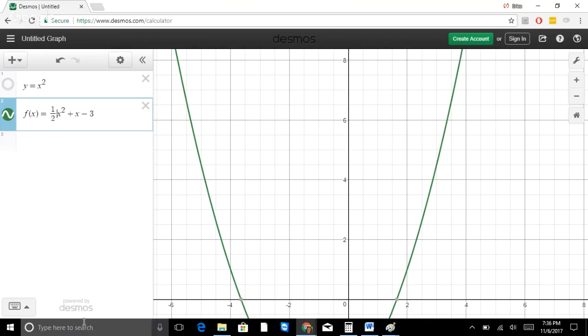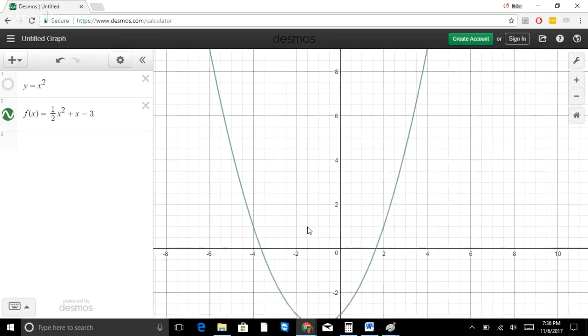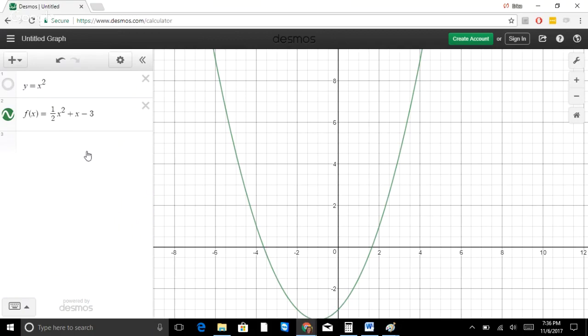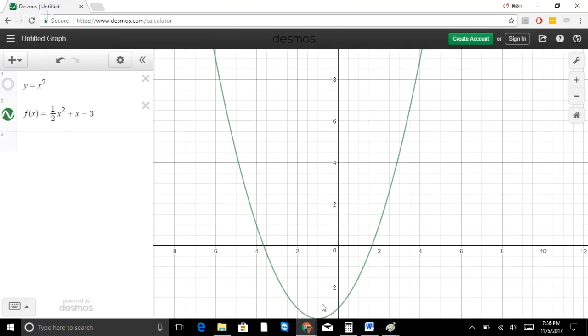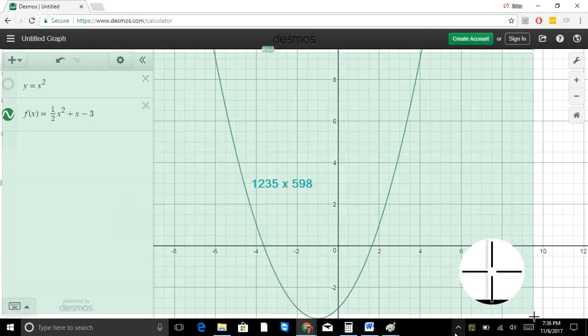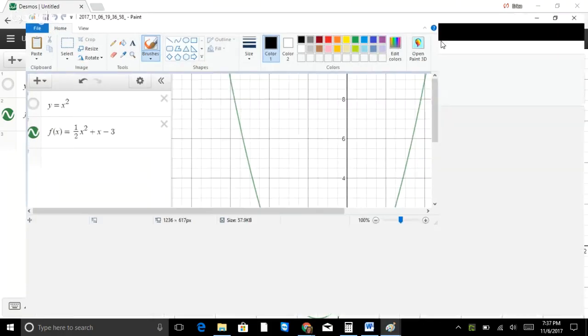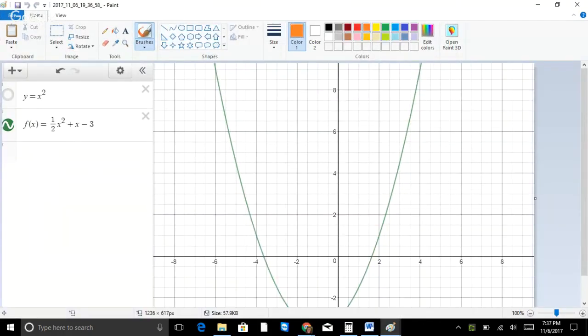All right, so we have f of x equals 1/2 x squared plus x minus 3. And you can see we have a parabola. It's much bigger than my other parabola, and that is due to this half term. Before we click on it or look at the numbers, let's see if we can figure out where this vertex and the axis of symmetry is algebraically, and then we'll double check it on the graph, okay?